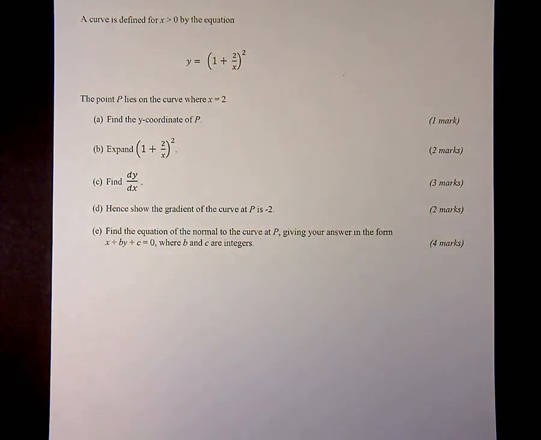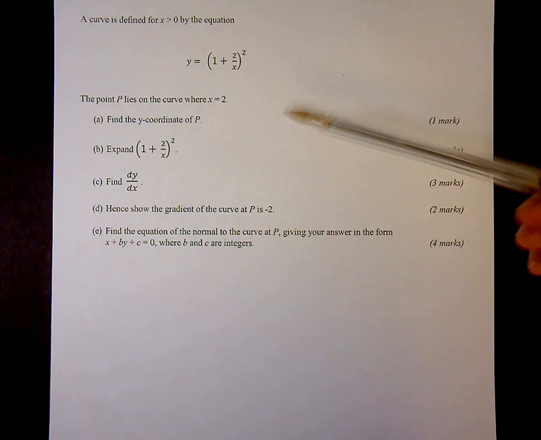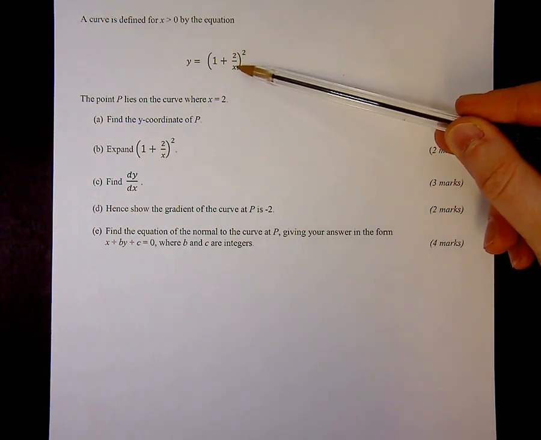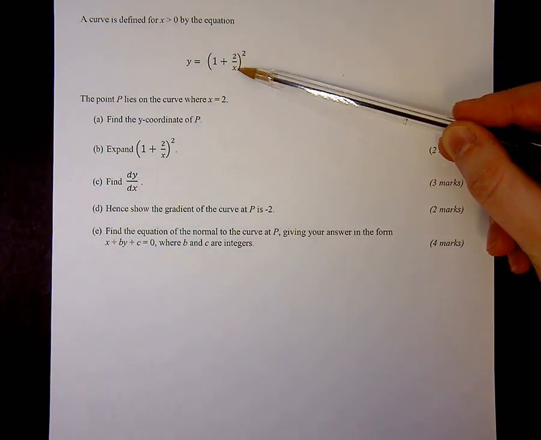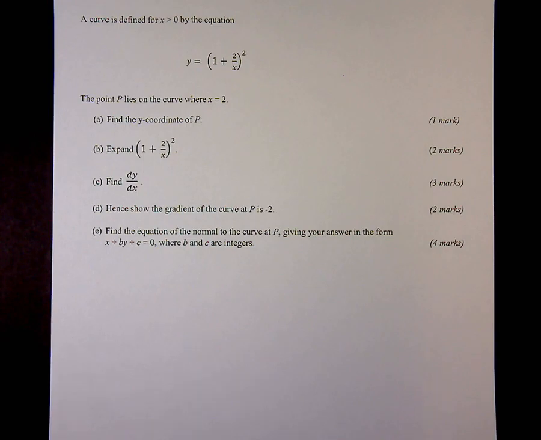This video is looking at a core 2 differentiation question. The reason it's in core 2 specifically is because you've got x as a denominator of a fraction here, which means we've got a negative power of x involved. Other than that, it's very similar to the differentiation questions you'd have had in core 1. So let's just go through it together.